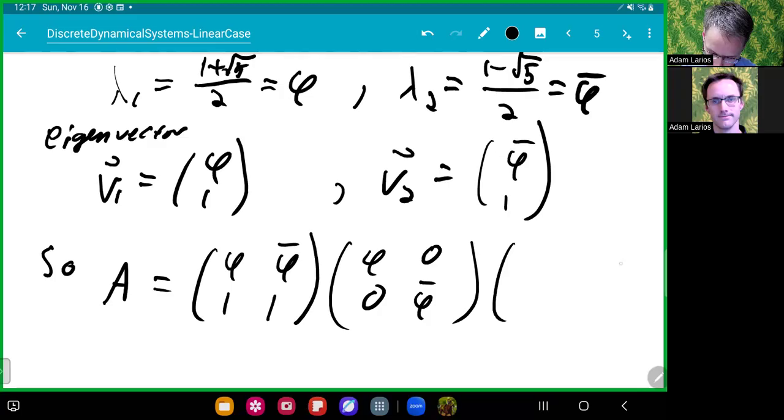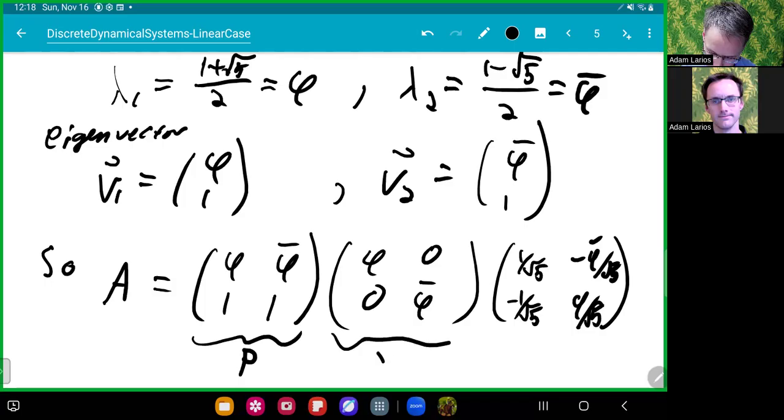And then our P inverse turns out to be 1 over the square root of 5, which is the determinant of P. So you can just use the normal determinant formula for a 2 by 2 to get this. This is phi divided by root 5, minus phi bar divided by root 5, and negative 1 divided by root 5. The form of it isn't particularly important, but this is P, D, and P inverse.